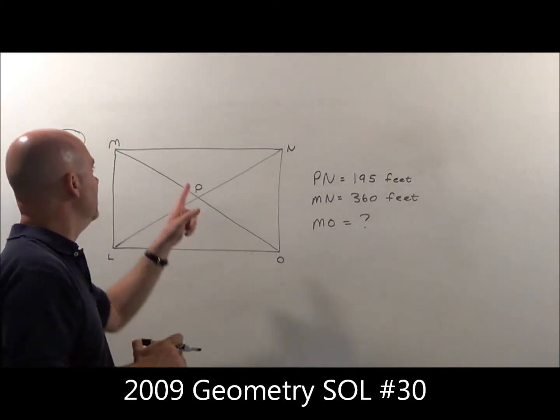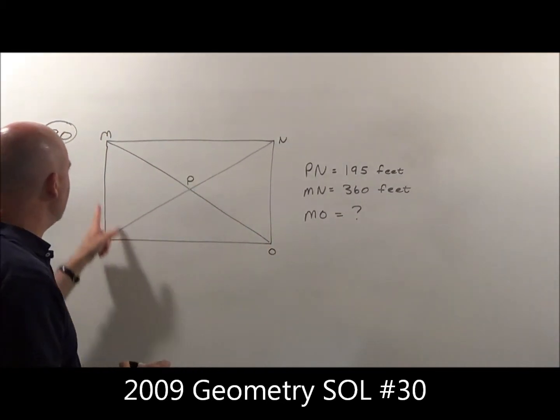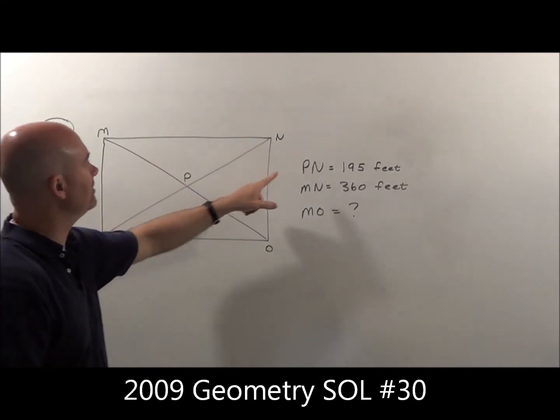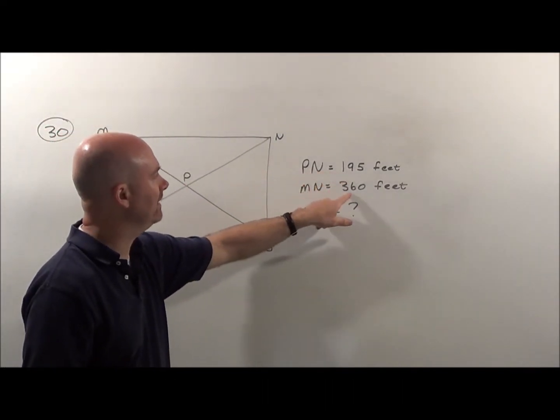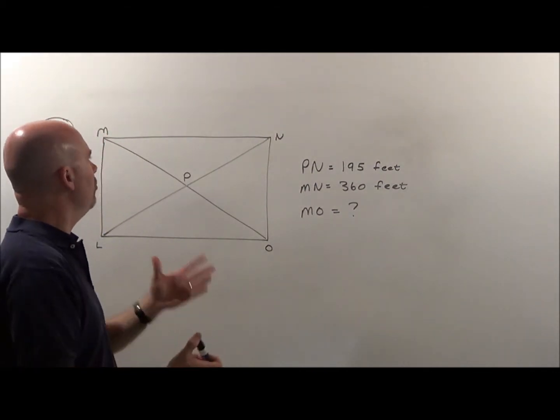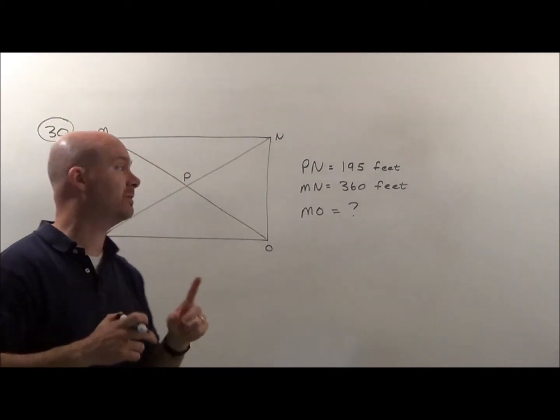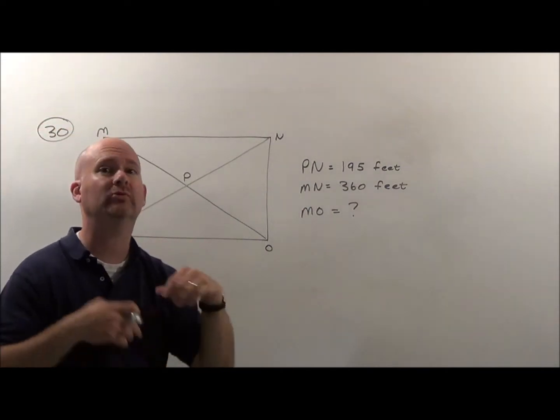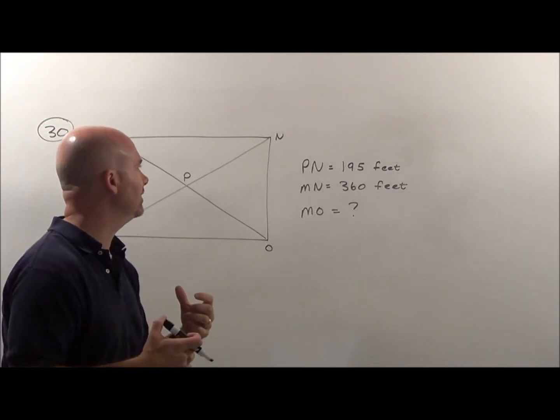Here's problem 30. Problem 30 gives us this rectangular park, and it tells us that PN is 195 and MN is 360, and so figure out what MO's length happens to be. Well, as soon as I see this, two things come to mind. Hey, I got some nice right triangles where the Pythagorean theorem really could help me.